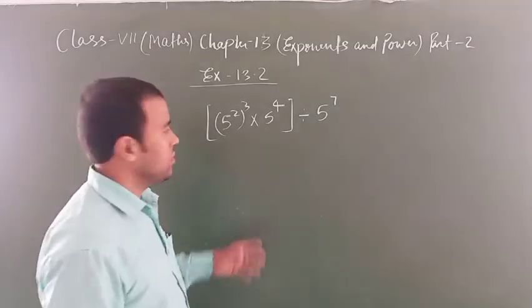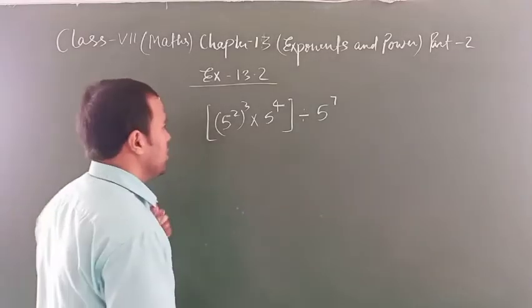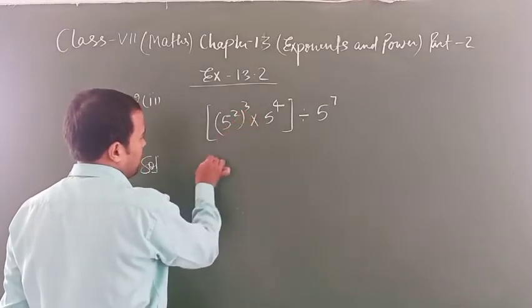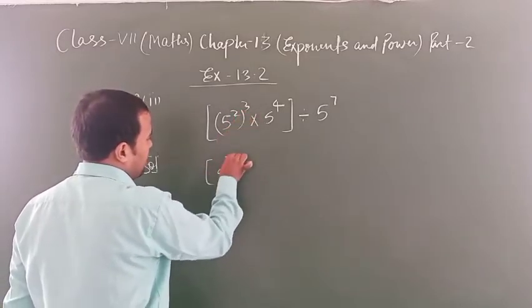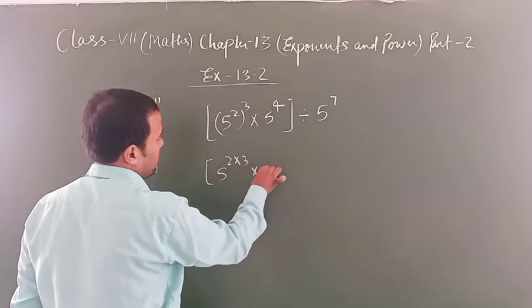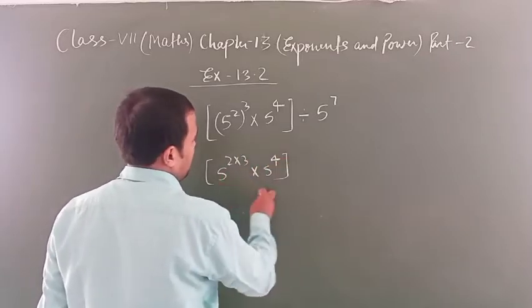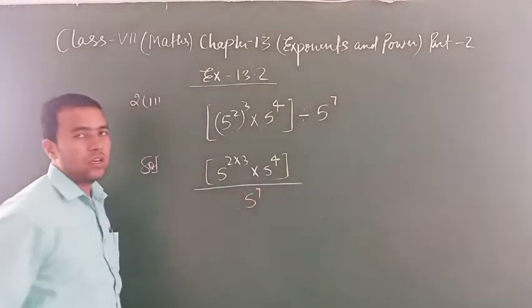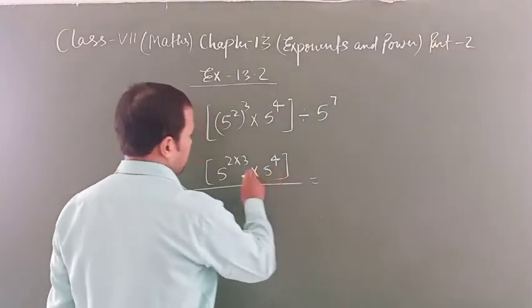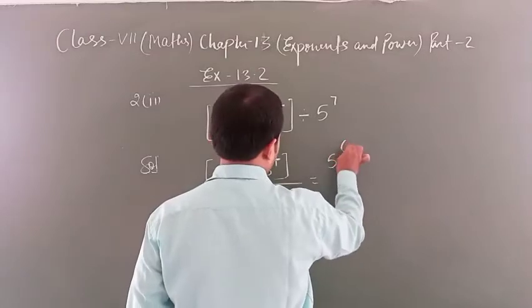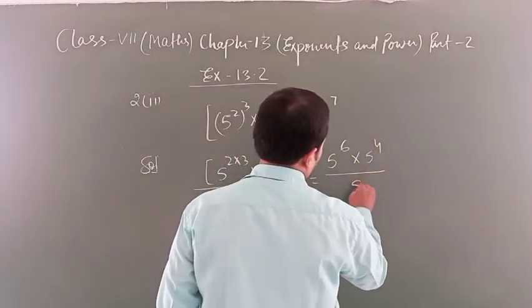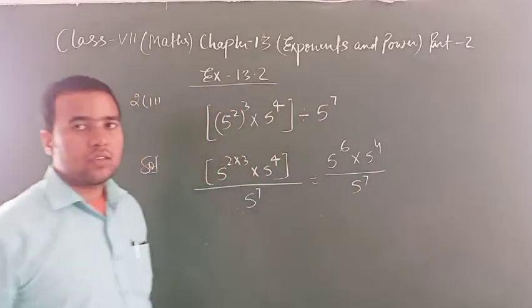First of all, we will solve the bracket. Clear? (5 power 2) power 3 into, we know that we can write it like this, 2 into 3, upon 5 power 7, divided by 1. Clear? Means 5 power 6 into 5 power 4 upon 5 power 7. Clear?